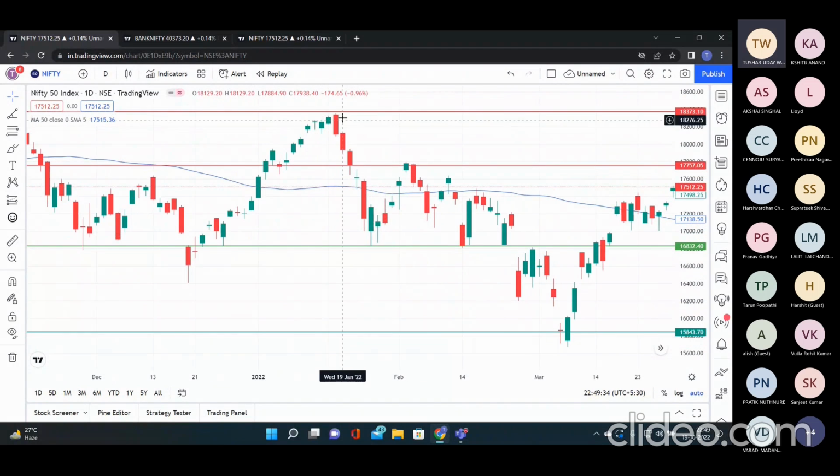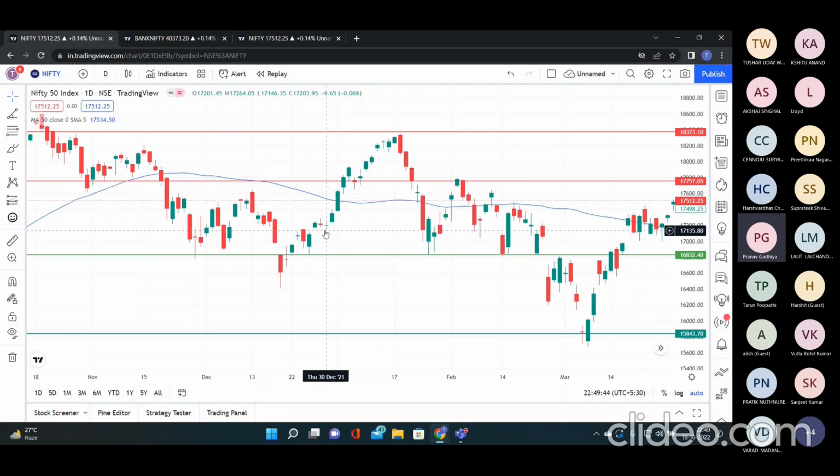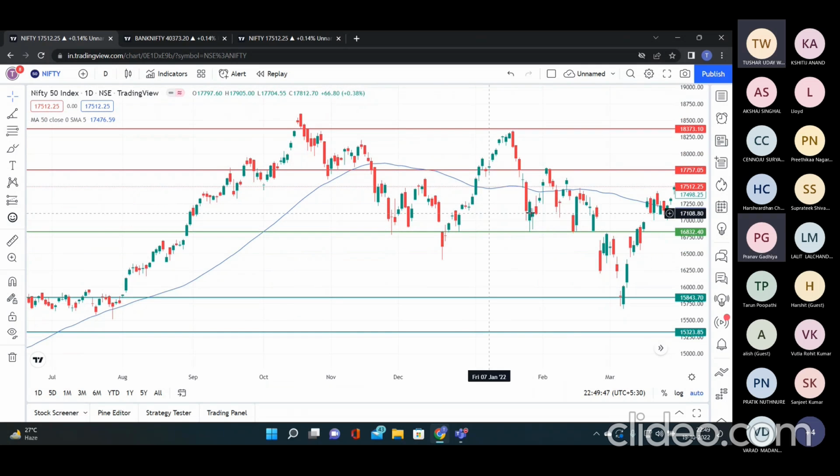A great example of a bearish engulfing pattern, where a bullish candle is followed by a big bearish candle, and then the trend continues till the support level is hit. Okay. Is it clear?